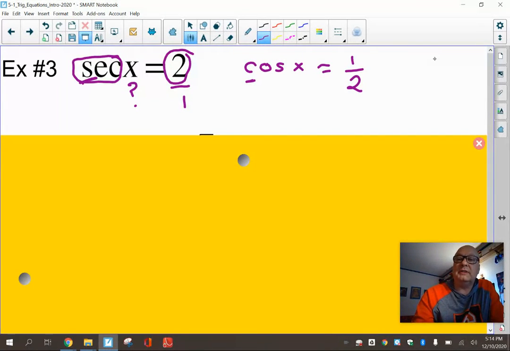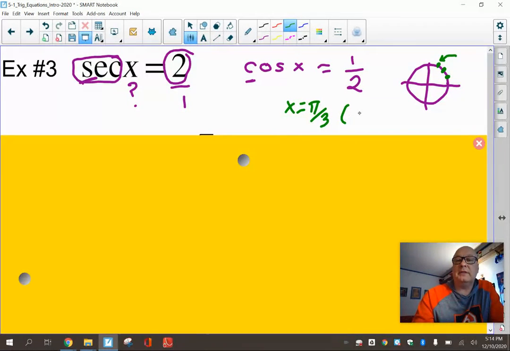So then the question stems from, well, what is the cosine equal to 1/2 if I go to my unit circle? Because that's one I should know. So there are 3 in this first quadrant, and the cosine being equal to 1/2 is the one that goes right there. So that's going to be pi over 3. So x is pi over 3. Or if you were in degrees, that would be 60 degrees.